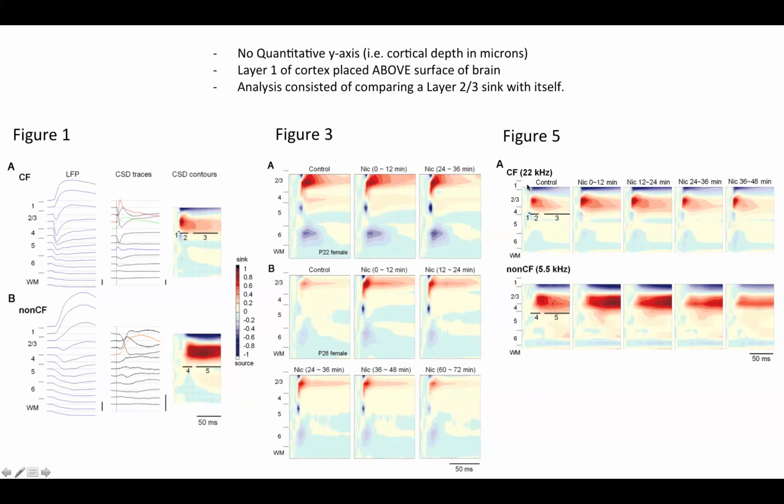So it doesn't really make a whole lot of sense for layer 1 of cortex to be above the surface of the brain. And it's really noticeable here in figure 3, where they just don't even put layer 1 on the categorical y-axis.